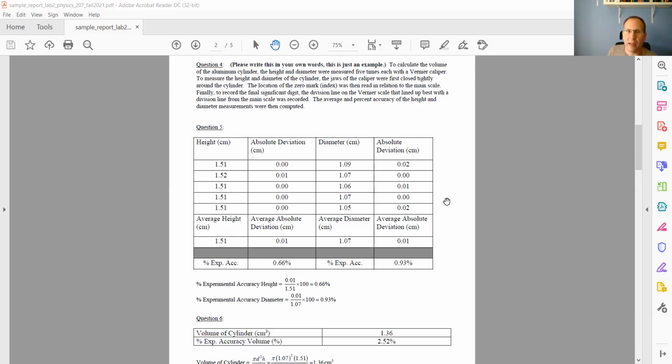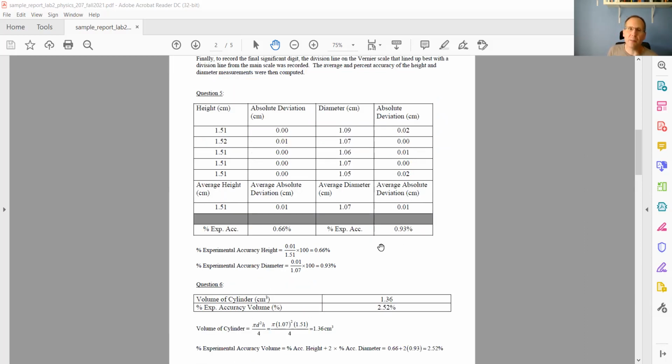Then question 5 was include this data, so include a table with all the data. The easiest way to do this is copy my blank table from my Word document, paste it into your document, and then you can fill in your particular values. And then make sure, this is really important, that you show me the calculations. So question 5 was fill in the data table, calculate the average height, average diameter, and the percent experimental accuracy for the height and for the diameter. Make sure you show me those calculations.